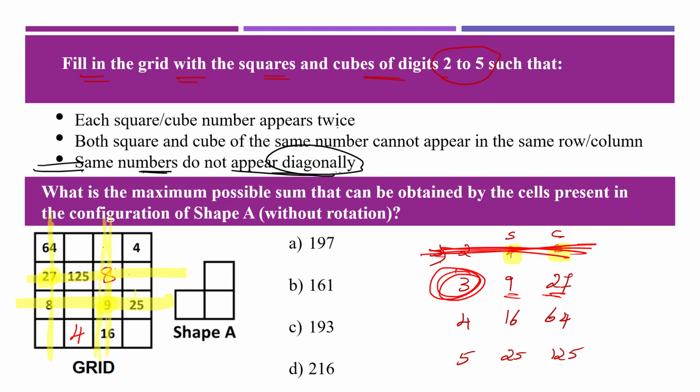Coming to the next point, 2 boxes are left. So here, is that okay if I fill 9? And here I will fill 27. Okay, diagonally there is no 9, and even here there is no 27. Okay, so we are done with 4 boxes, another 4 more boxes left.